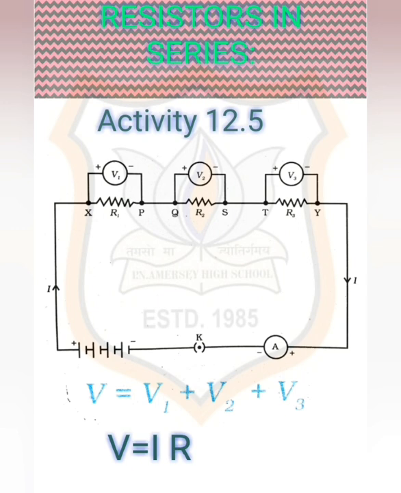In a series combination of different resistors, the potential difference across different resistors is different. That is, if R1 is not equal to R2 or R3, then definitely V1, V2 and V3 will not be equal. The total potential difference across the combination is equal to the sum of the potential differences across each of the resistors. That is, the total potential difference across the combination divides itself across the individual resistors. So V is equal to V1 plus V2 plus V3.